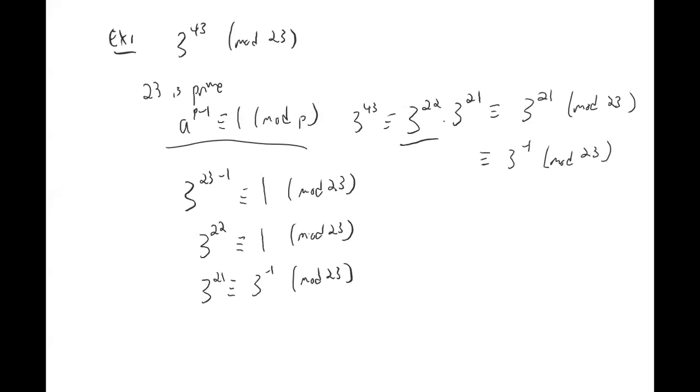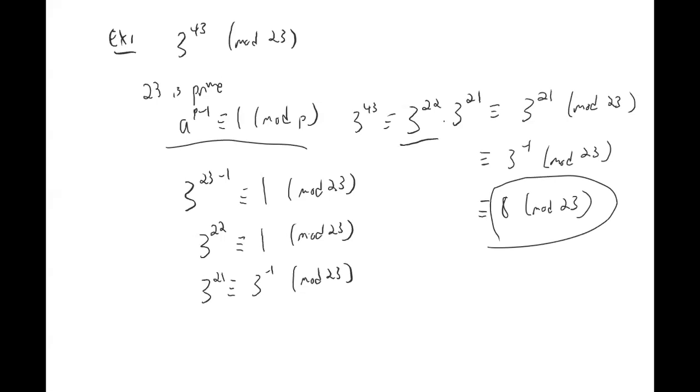So what's 3 inverse? It's actually not hard. What number do you multiply by to get remainder 1 when you divide by 23? 8, yeah? There you go. That's your answer.